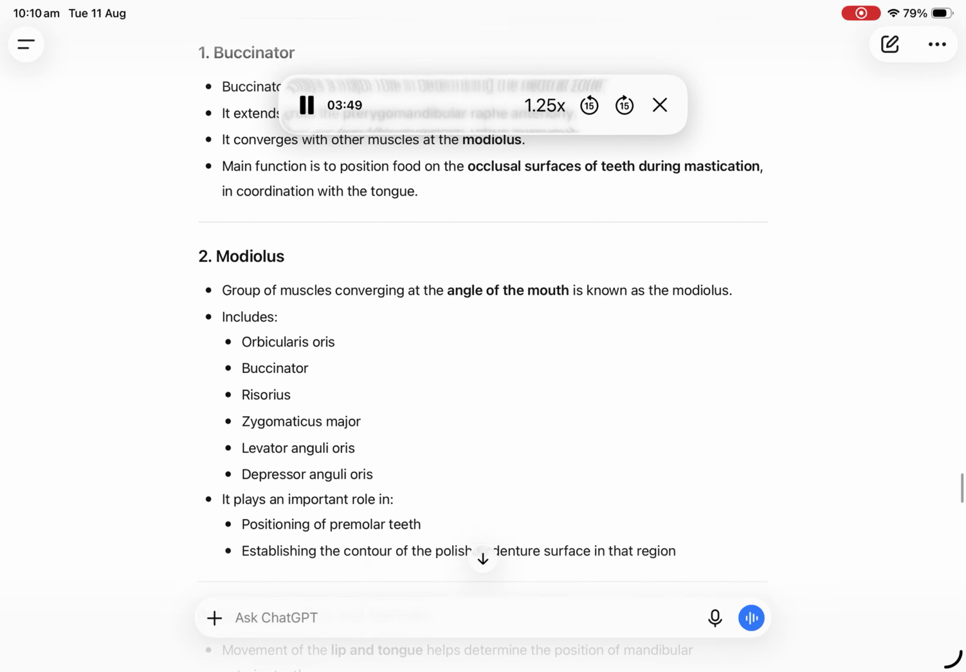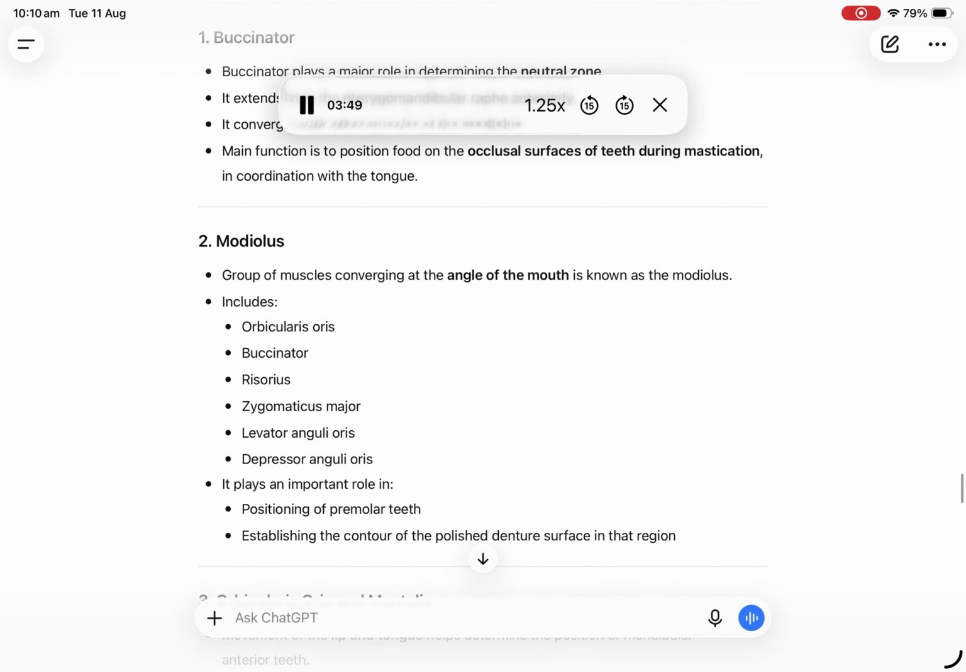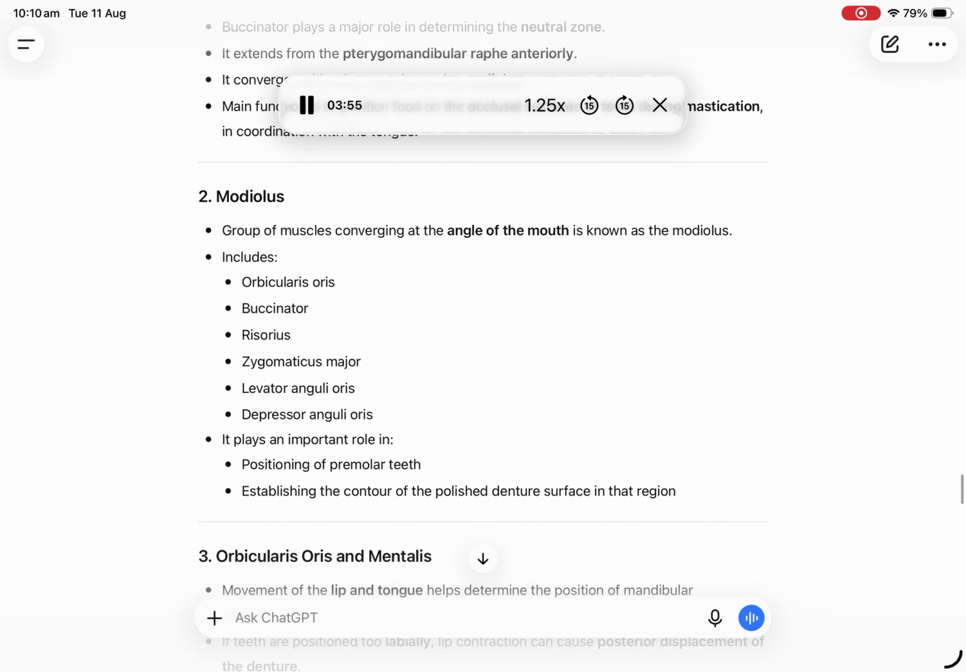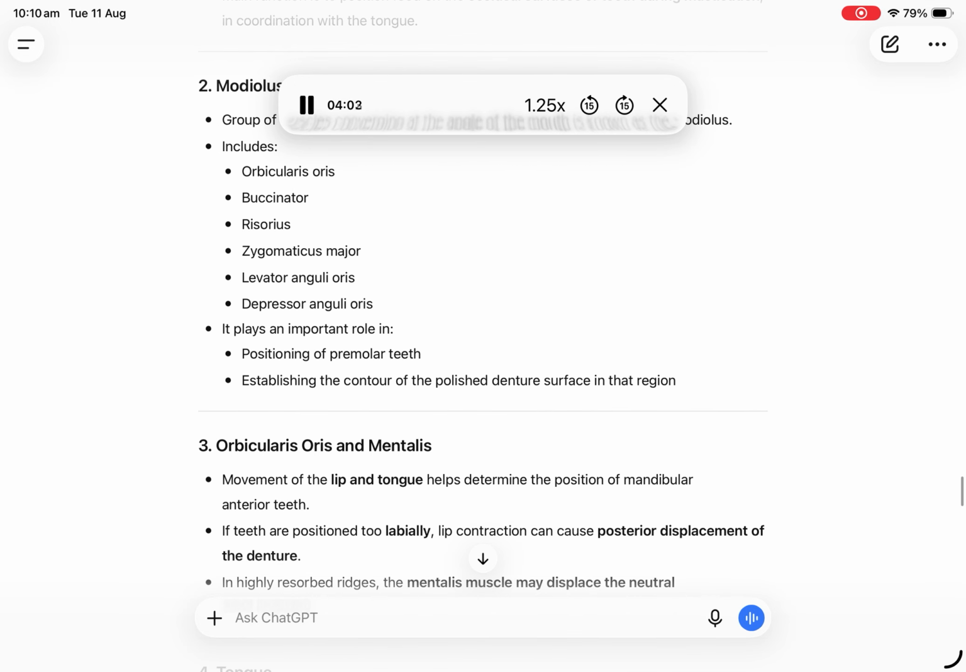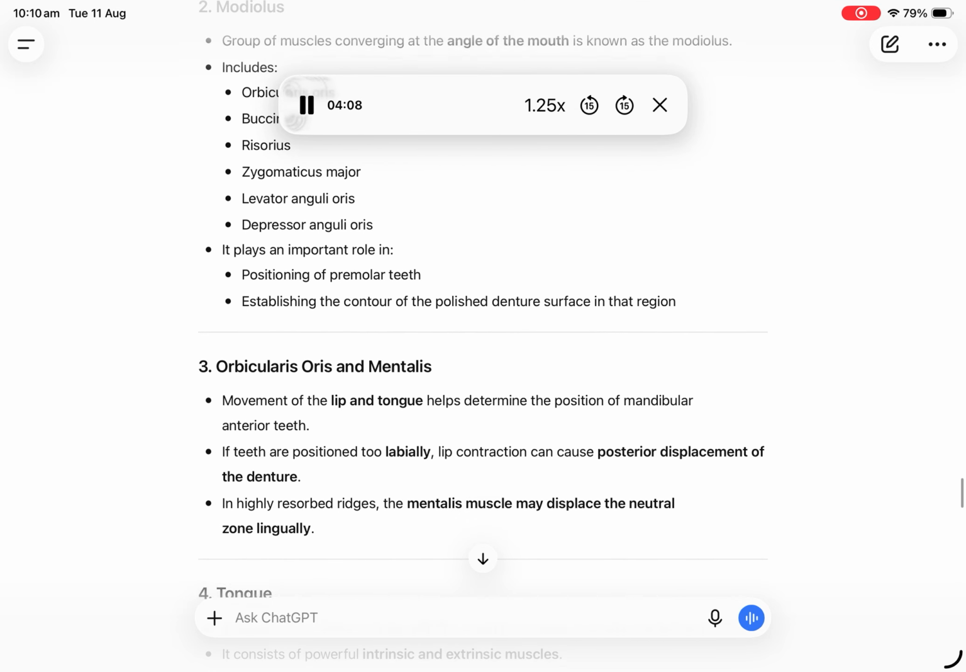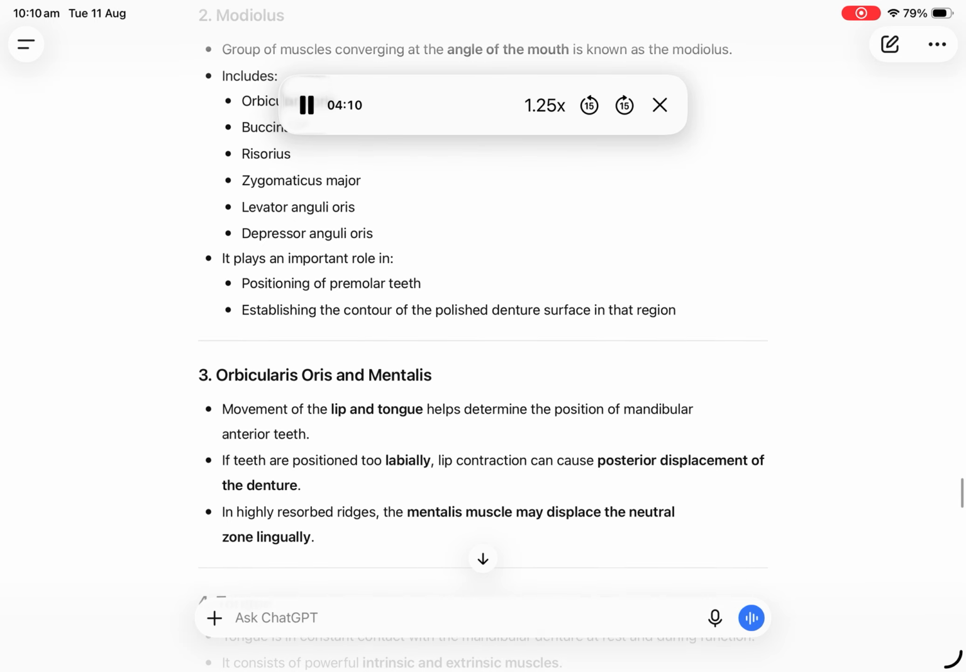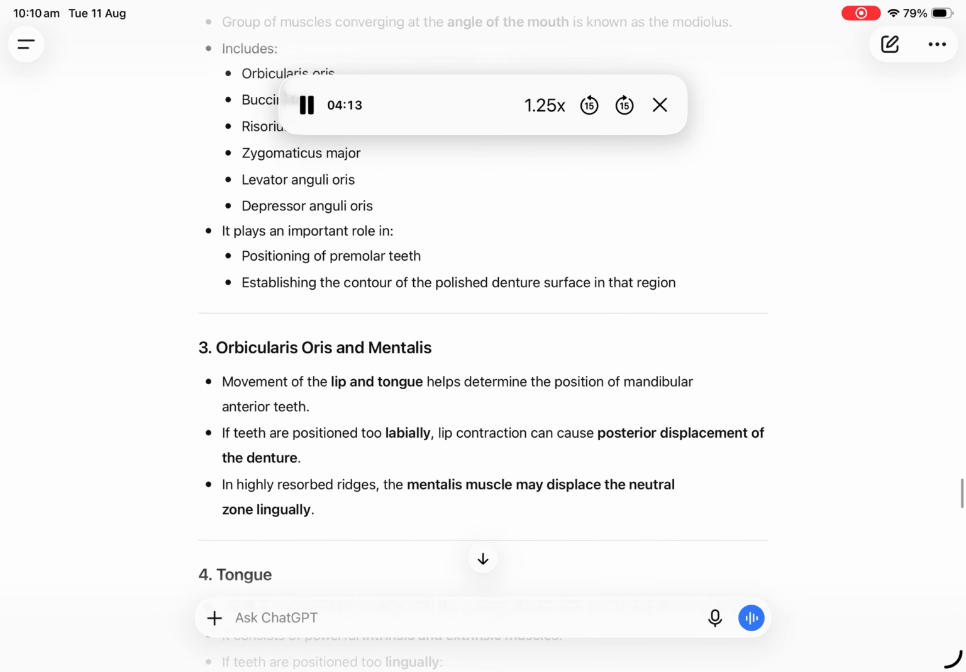Number 2. Modiolus. The group of muscles converging at the angle of the mouth is known as the modiolus. It includes Orbicularis oris, Buccinator, Risorius, Zygomaticus major, Levator anguli oris, and Depressor anguli oris. It plays an important role in positioning of premolar teeth, establishing the contour of the polished denture surface in that region. 3. Orbicularis oris and mentalis.